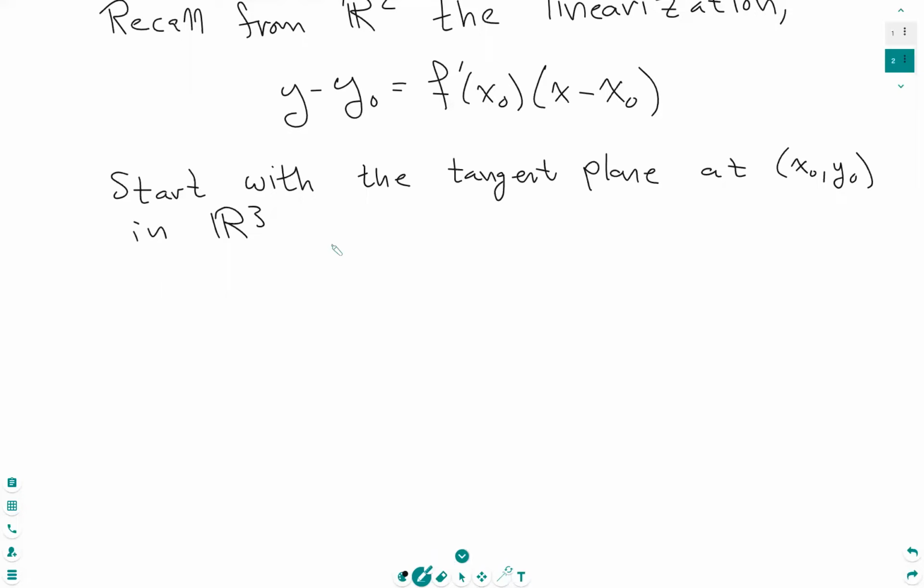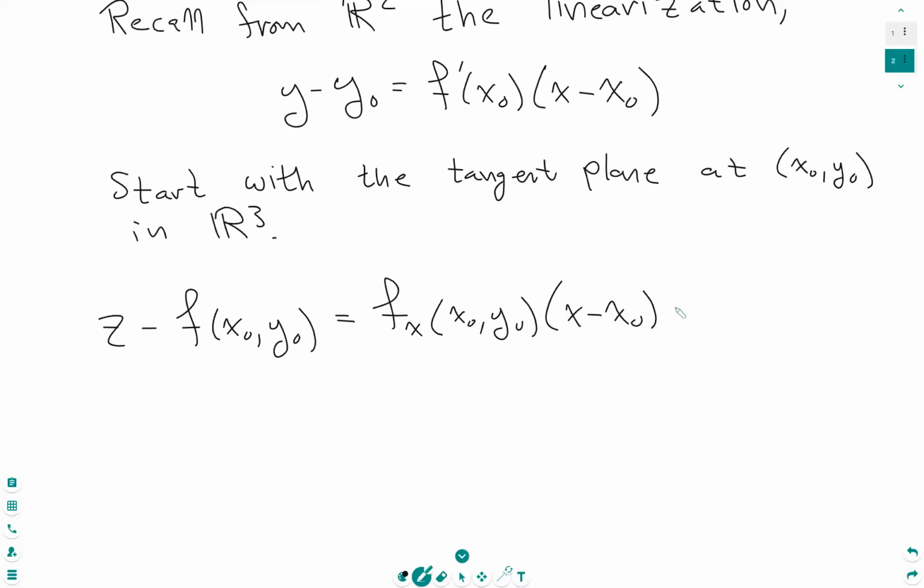Where was I? Oh, so we're starting with the tangent plane at this point. So we have z minus our z naught, which is f at x naught, y naught, is equal to f sub x at our point x naught, y naught, times x minus x naught, plus f sub y at x naught, y naught, times y minus y naught.